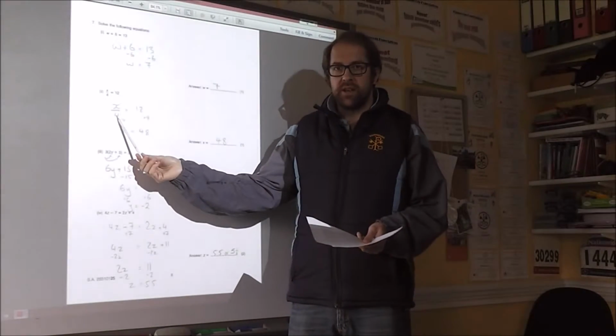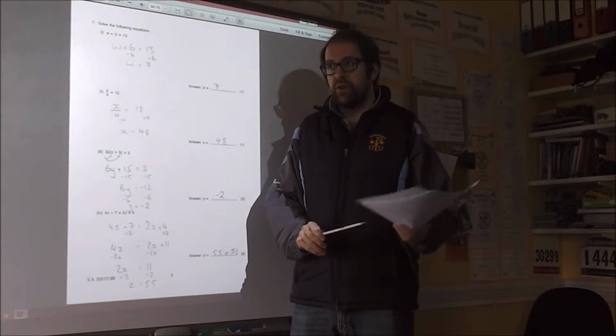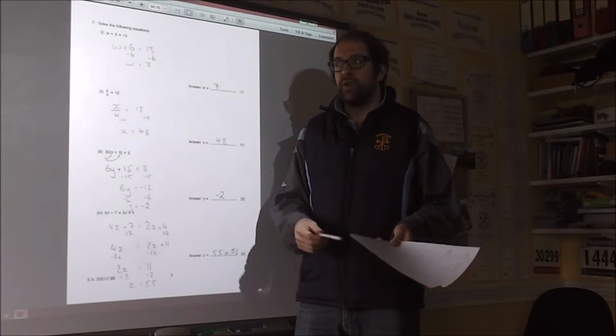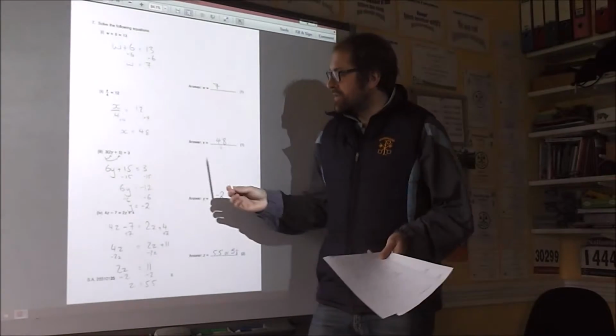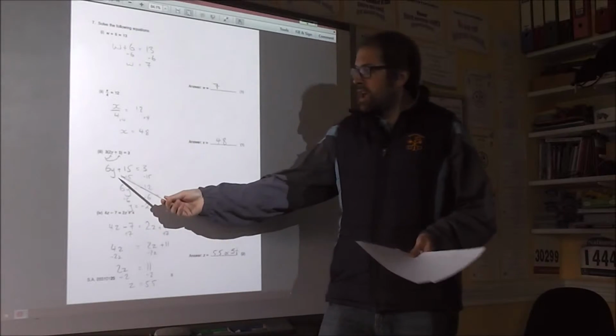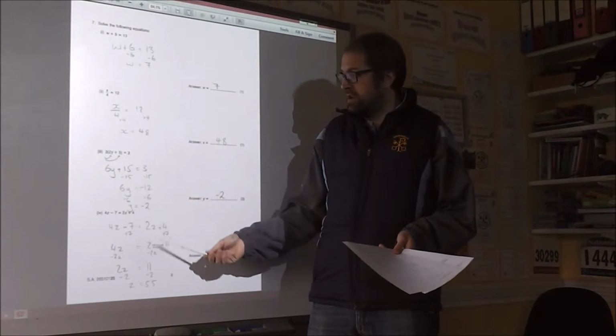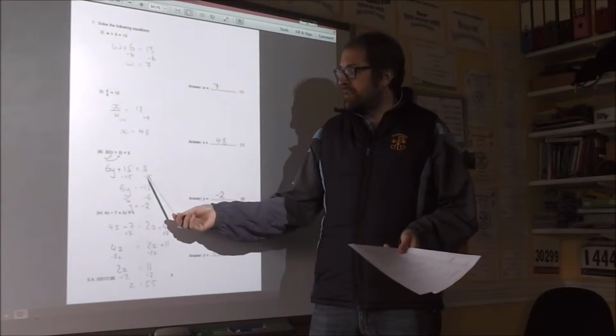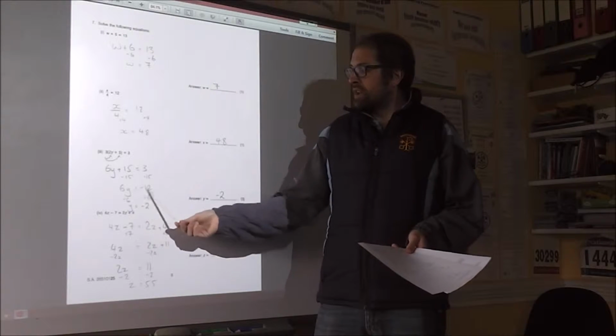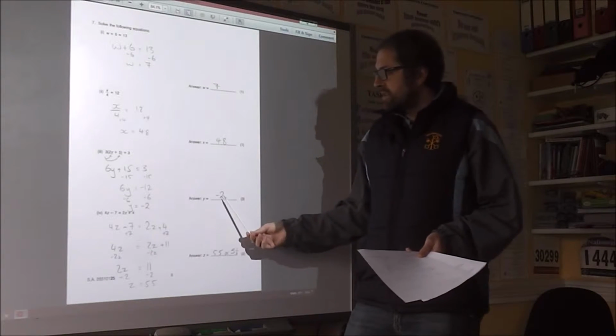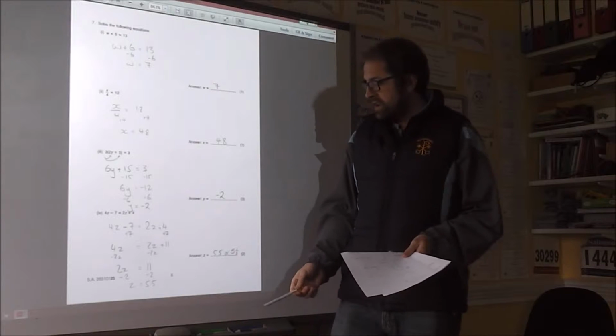Be careful with this one. It's x divided by 4, so the inverse of divide by 4 is times by 4, so x is 48. Multiply out brackets first of all, and then minus 15 from both sides, so 6y is minus 12, divide by 6, y is minus 2.